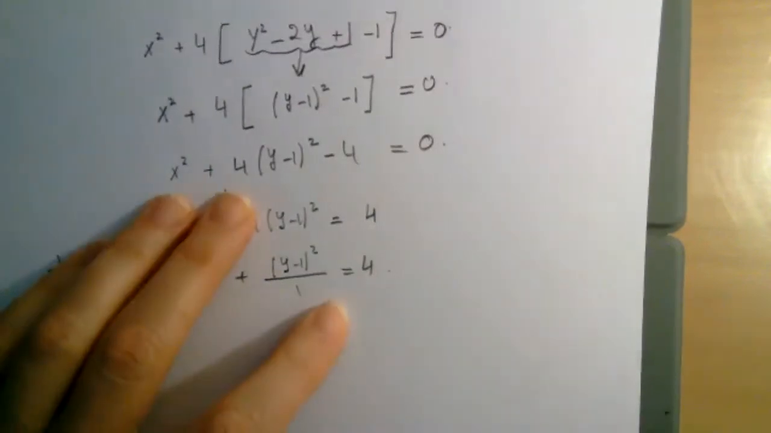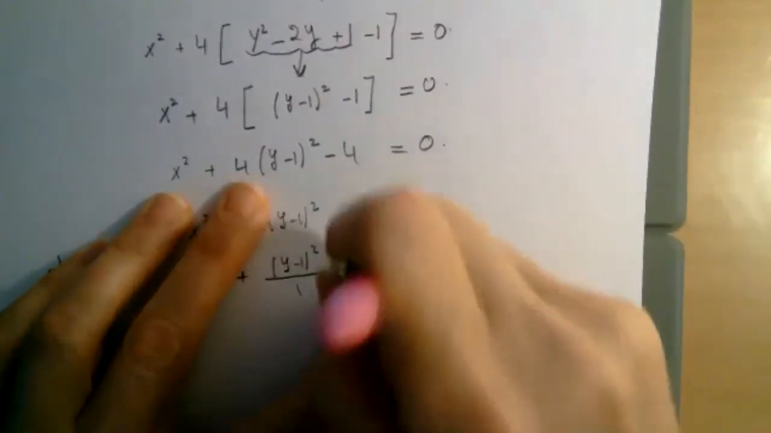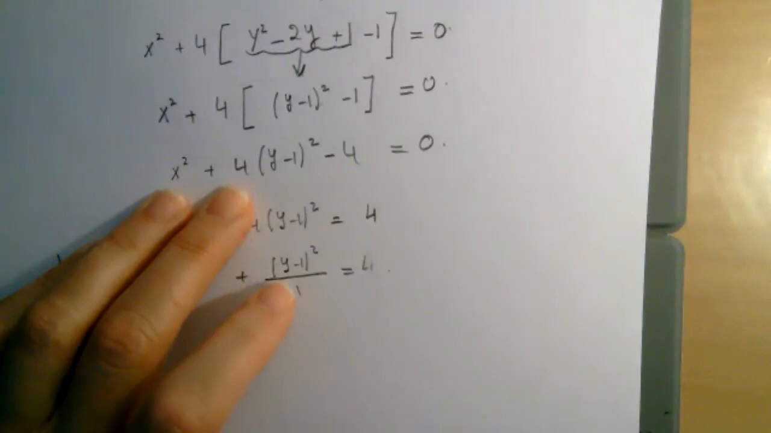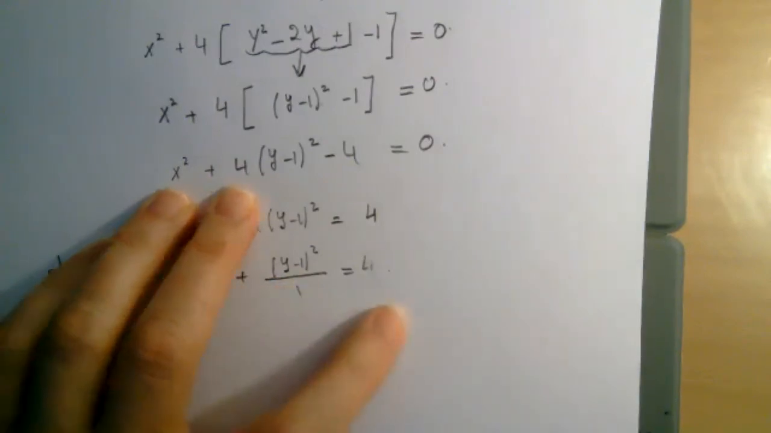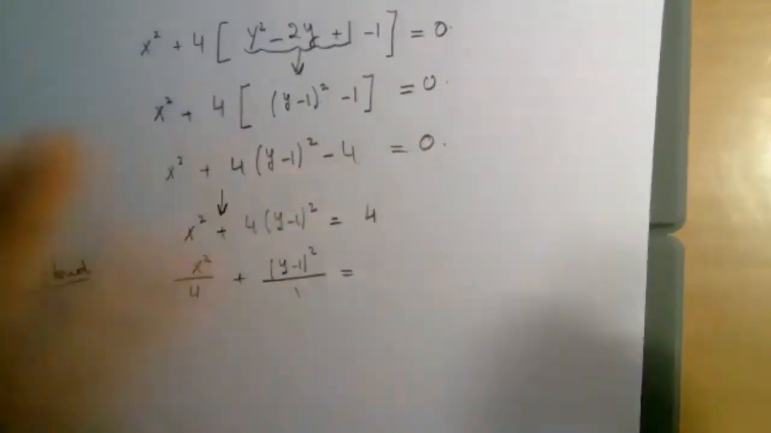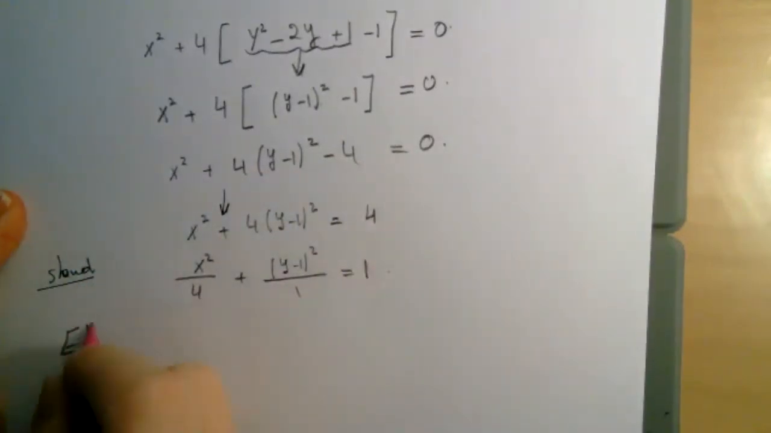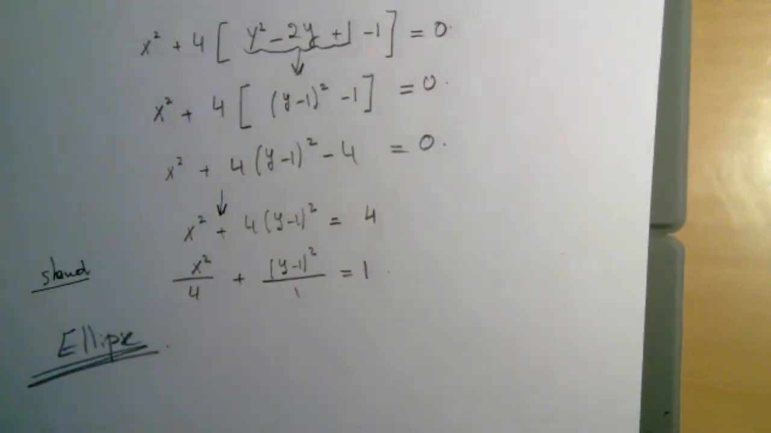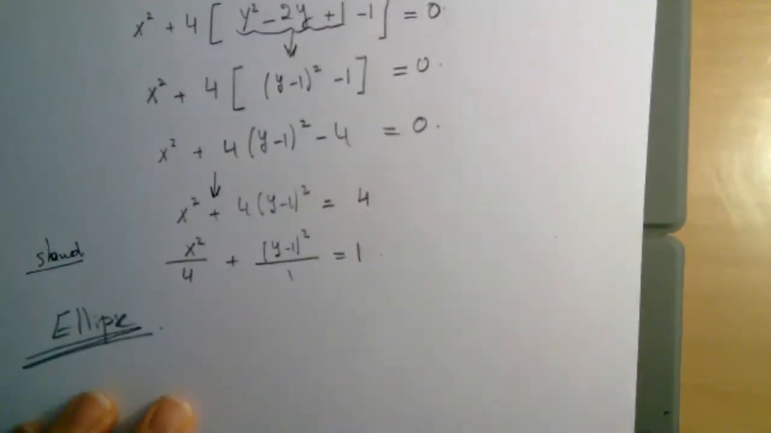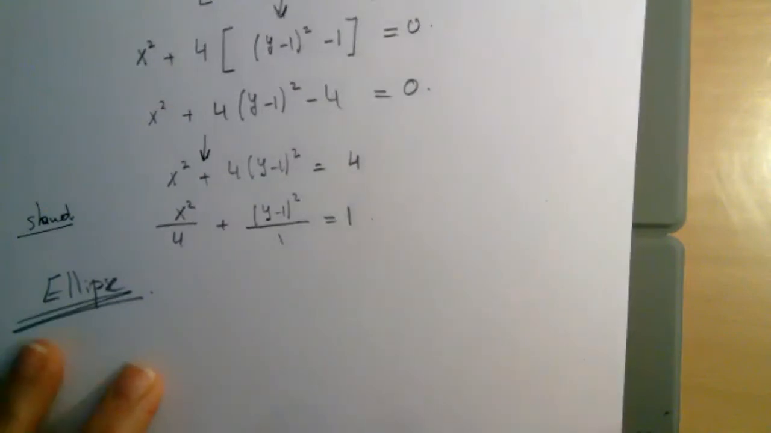Where is my eraser? There. Equal to 1. So definitely I have an ellipse. There is no question about it. And now we will sketch the ellipse and figure out what characterizes it.